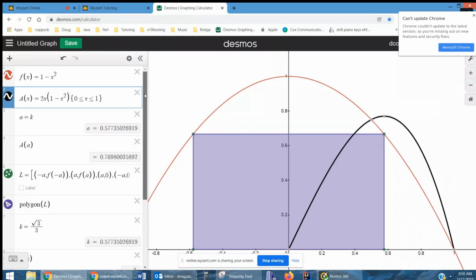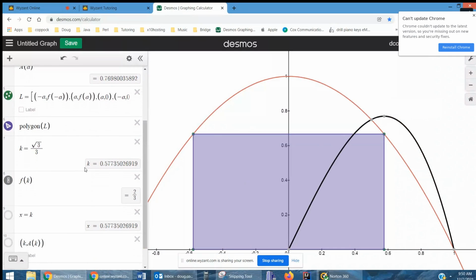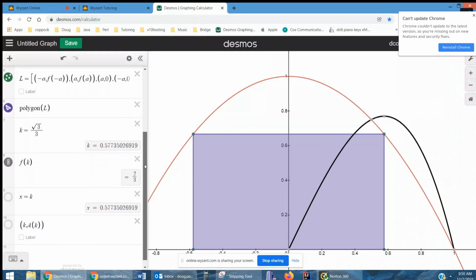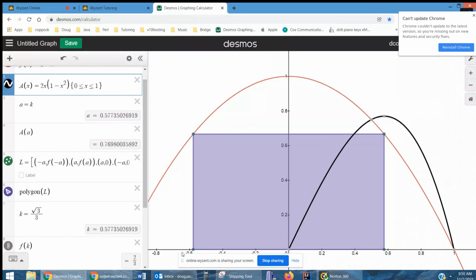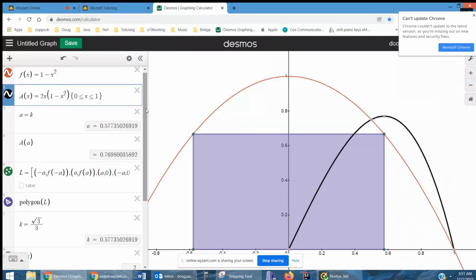Okay, so there's the width, that's k. You need to double that to get this dimension right here, and plug that number, radical 3 over 3, into 1 minus x squared to get the height.